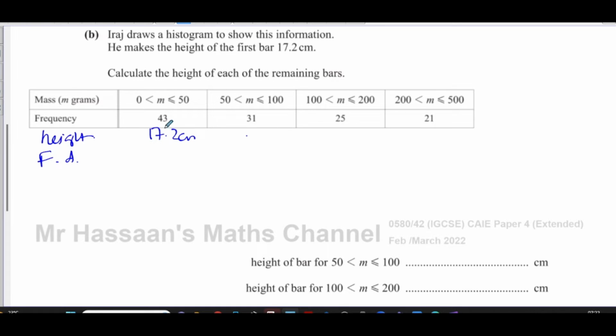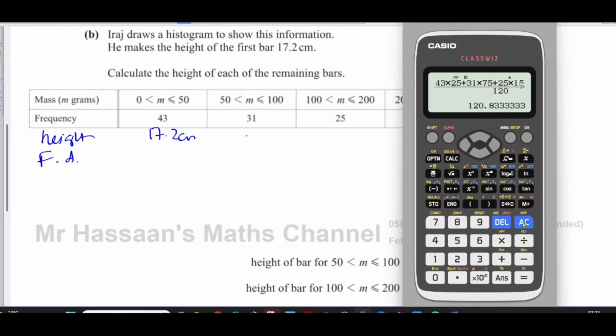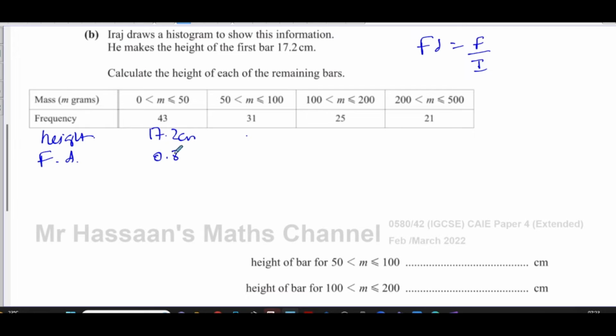So we need to find the frequency density for each of these to decide the height of them, because it's the frequency density which determines the height of the bar. The height is proportional to the frequency density. So let's find the frequency density. It's when you take the frequency and divide it by the width of the group. So for the first bar, the frequency density is 43 divided by 50, which gives us 0.86.